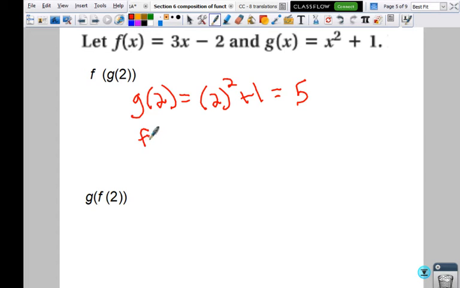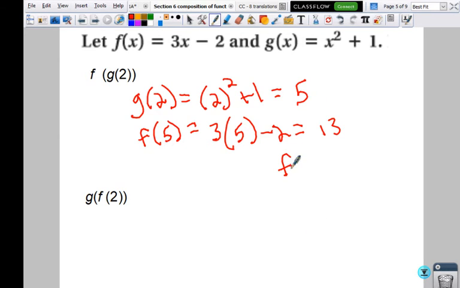So f of 5 is going to equal 3 times 5 minus 2. 3 times 5 is 15, minus 2 is 13. 13 is my final answer. So even though I had to go through and find 5, it's not really important in my answer. All I care about is the 13. I'm going to have f of g of 2 equals 13.